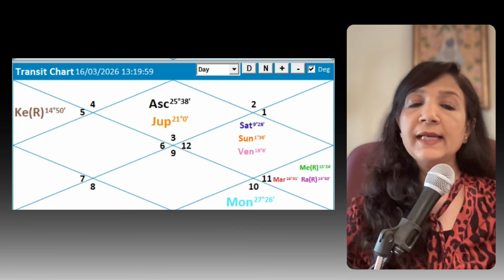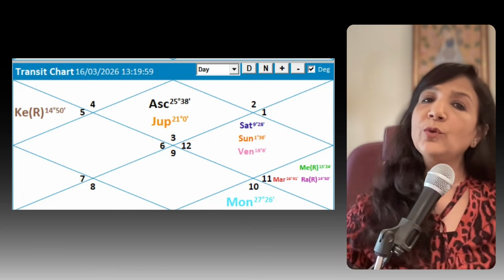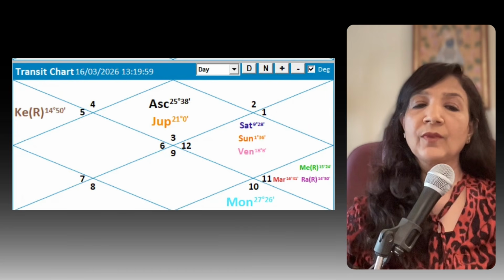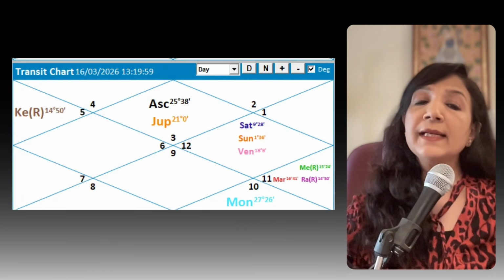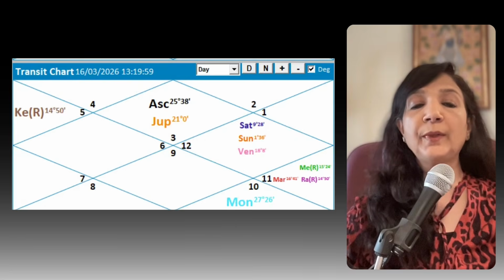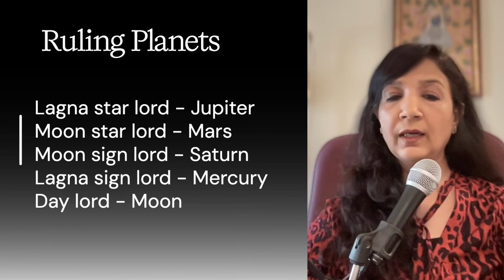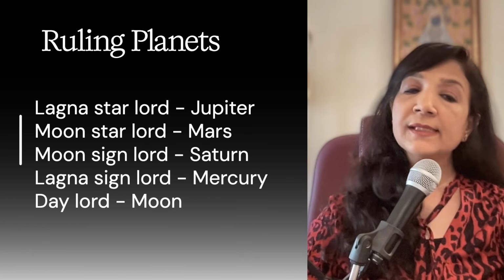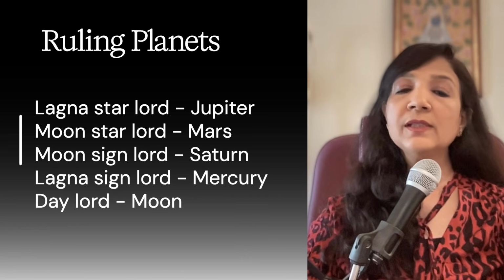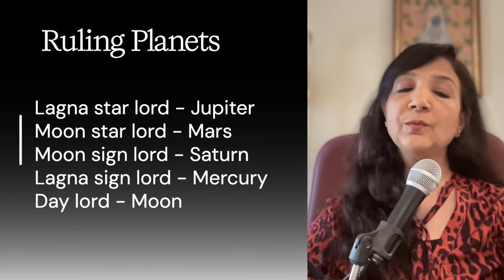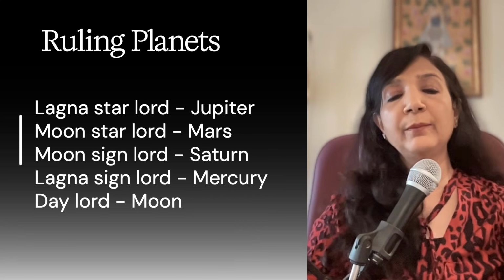You have to check the ascendant degree. According to degree, you get to know about the star lord. So the ascendant star lord is Jupiter. Now the ruling planets we have: Lagna star lord is Jupiter, moon star lord is Mars, moon sign lord is Saturn, Lagna sign lord is Mercury, day lord is Moon. These are the ruling planets.